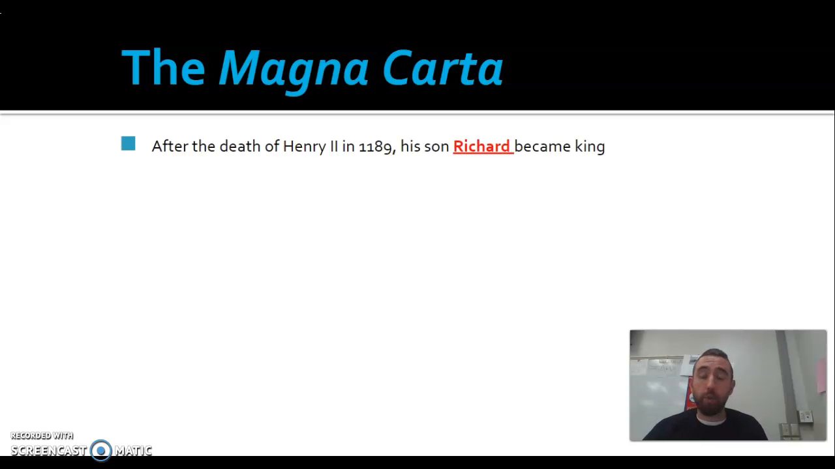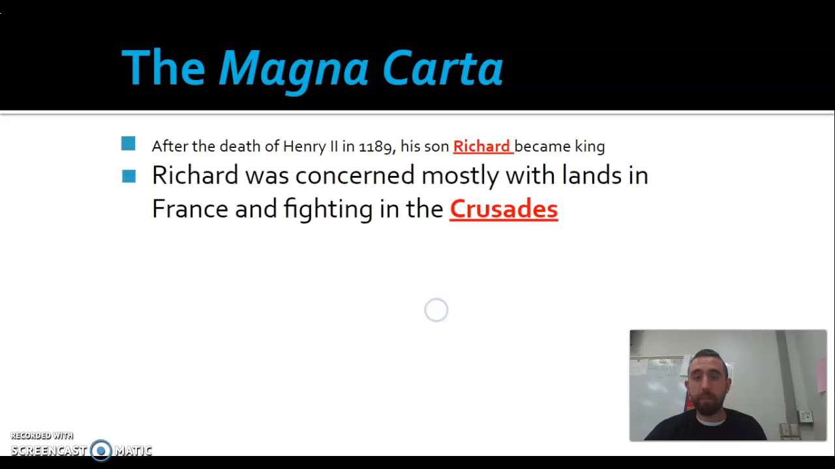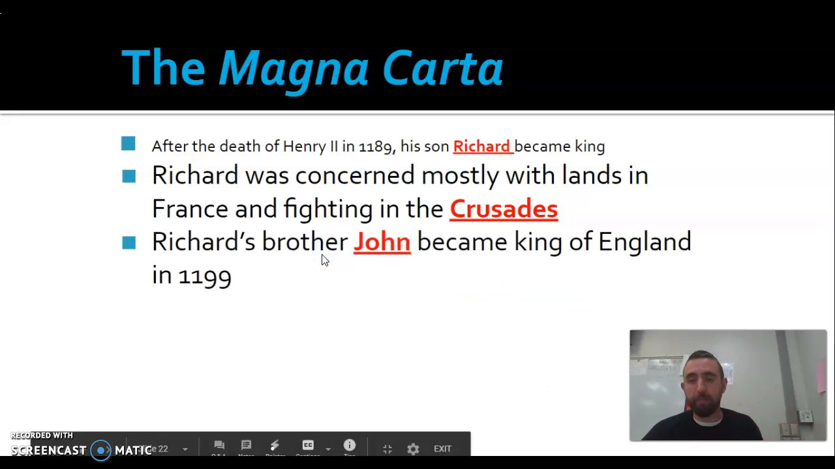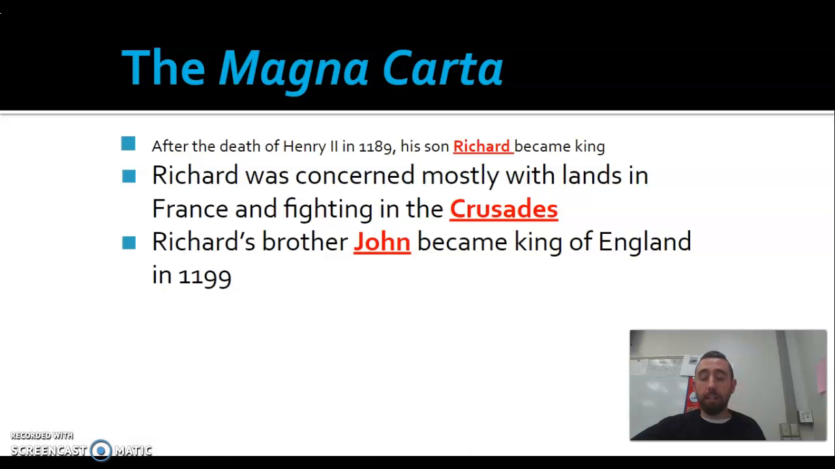All right, that brings us to the Magna Carta. The Magna Carta. Now, folks, this is going to become really, really big. Magna Carta actually stands for the Great Charter. Okay, the Great Charter in Latin. After the death of Henry II, his son Richard is going to become the king. Richard also owned a lot of land in France and was busy fighting the Crusades, so he wasn't really focused on England and the people that he ruled. Richard's brother John eventually becomes king of England in 1199.